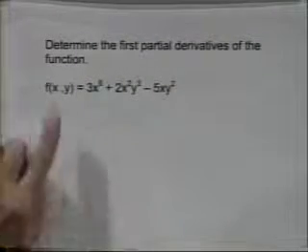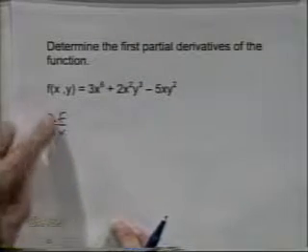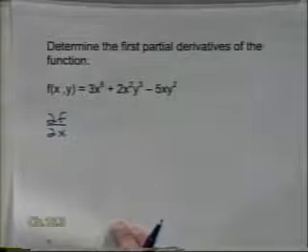You guys have to practice, because if you can't take a partial correctly, the rest of the chapter is going to fall apart. So we need to practice. So let's do this one. Determine the first partial derivatives of the function f of x, y equals blah, blah, blah. So the first thing I want to do is take the partial of f with respect to x. So you notice the notation. You just have this little fancy d instead of your usual df dx.